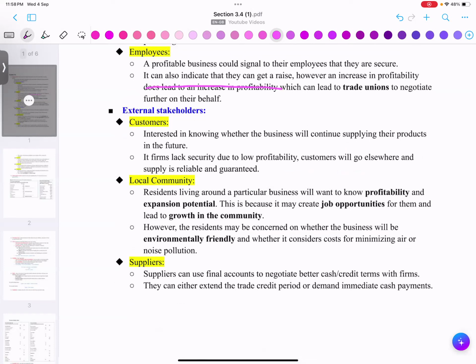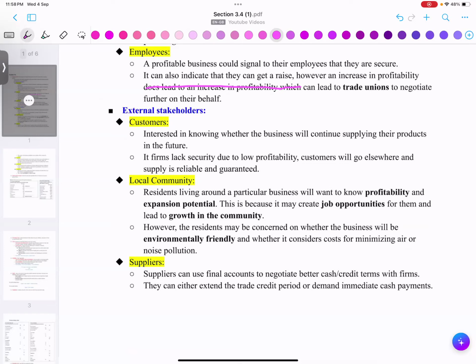This can lead to trade unions negotiating further on their behalf, meaning that the employees think, okay, the business is doing well, they have an increase in profitability, so now we can get higher salaries because the business can afford it, right? But that's not the case at all times. The business might not, probably won't, give them a raise, which can lead to trade unions negotiating on behalf of the employees, because the employees know that the business can now afford paying them higher salaries, right?